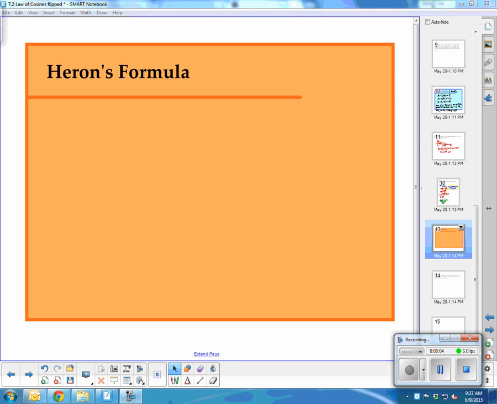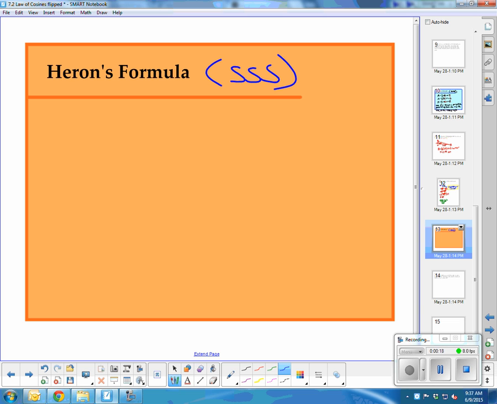Here we have another way of calculating the area of a triangle called Heron's formula. I've heard different pronunciations. And this is going to allow us to calculate the area of an oblique triangle, for the side, side, side situation.